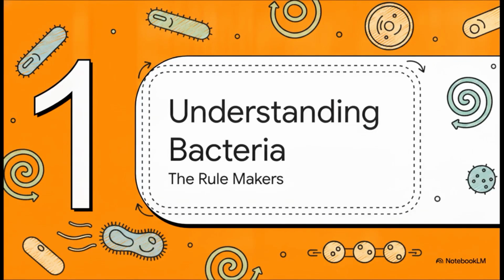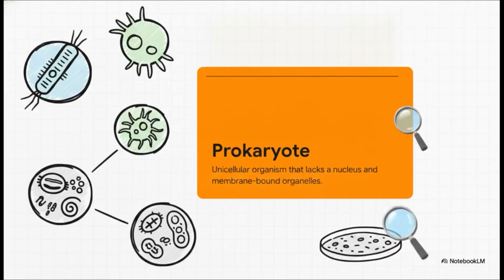Section 1. Understanding bacteria, the rule makers. It all starts right here with the prokaryote. A prokaryote is basically a unicellular organism that completely lacks a nucleus or any membrane-bound organelles. Think of it as life stripped down to its absolute most foundational architecture. Now, it's really crucial to note that both archaea and bacteria fall under this massive biological umbrella. They are, for all intents and purposes, the original rule makers of life on Earth.